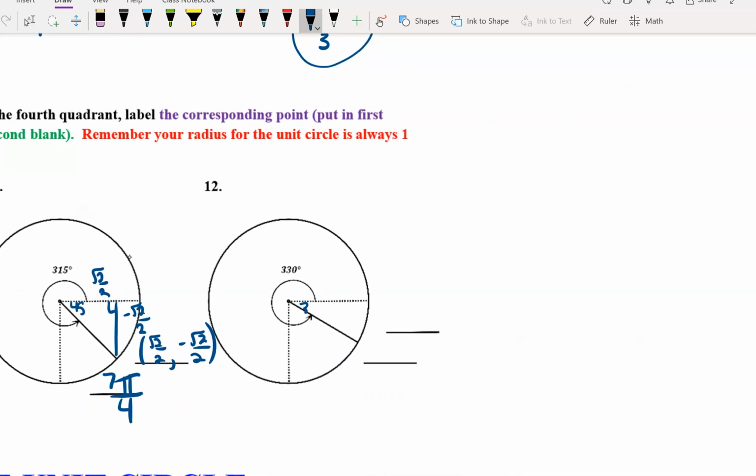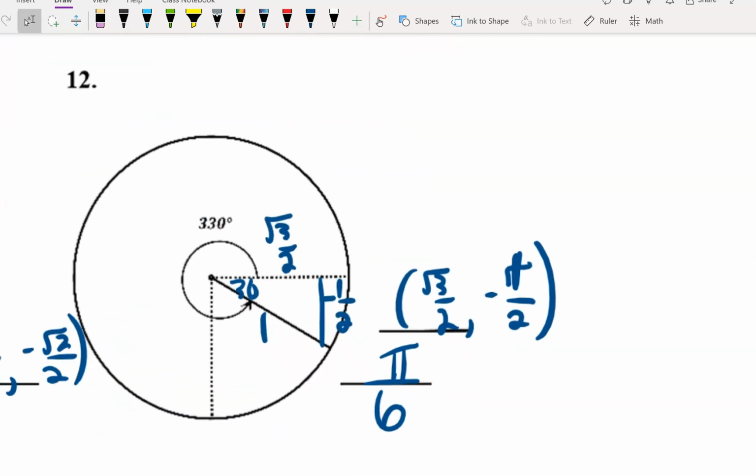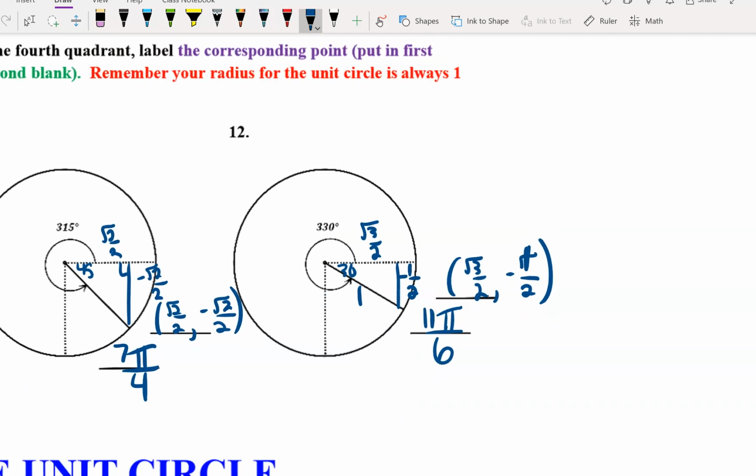And then the last one, 30 degrees, making this 1/2, negative since it's going down, and this √3/2. So the coordinate is √3/2, comma, -1/2. And then, since the reference angle is 30, this is going to be a pi/6. Our last pi/6 was 7 pi/6. So the next one would be 8 pi/6, but that reduces. 9 pi/6 also reduces. 10 pi/6 reduces. 11 pi/6 is the first one that doesn't reduce. So that is our guy.